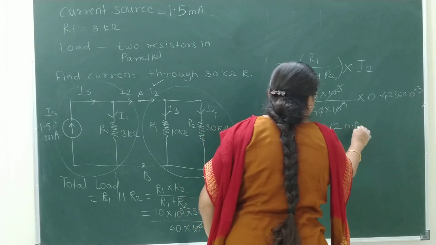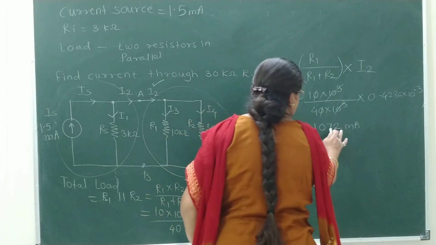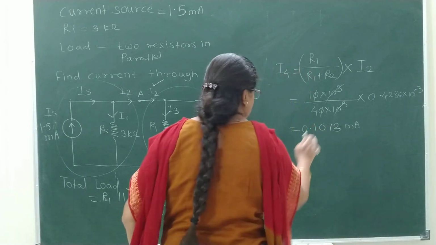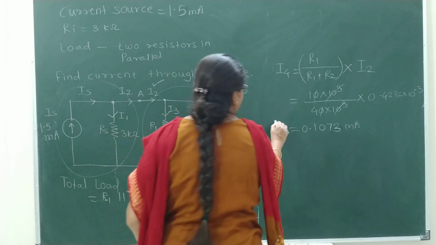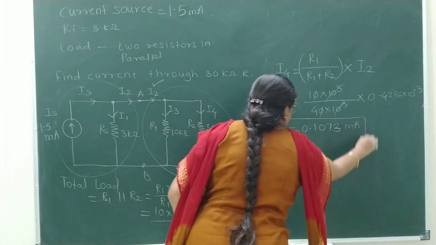So here it results to be 0.1072 milliampere. Okay, so it should be 0.1073 milliampere, that is the final value for I4.